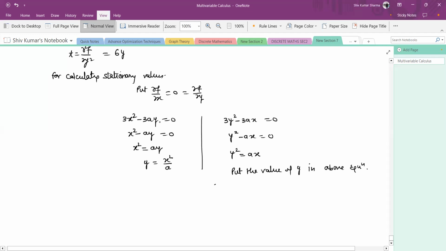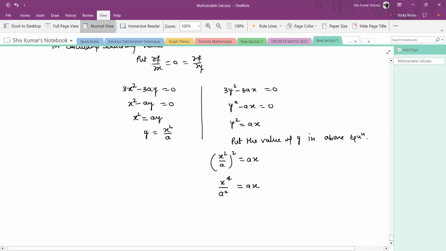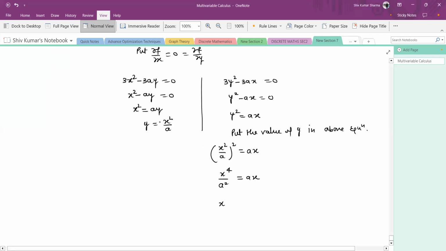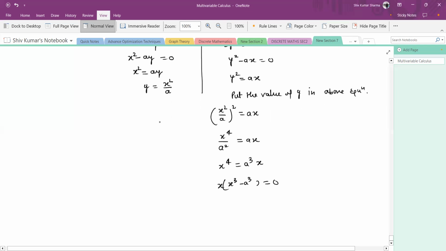So we see that y means x square upon a, the whole square, is equal to ax. So this gives us x raised to the power 4 upon a square is equal to ax. This can be written as x raised to the power 4 equal to a square into x. When we take x as common, this gives us x into (x cube minus a cube) is equal to 0.